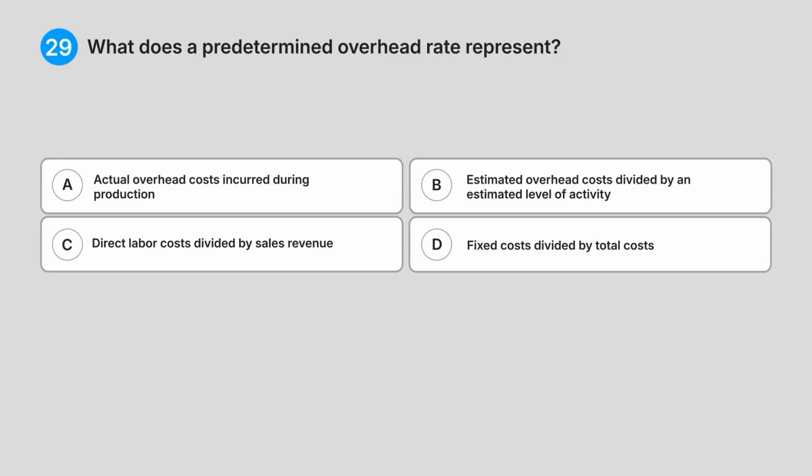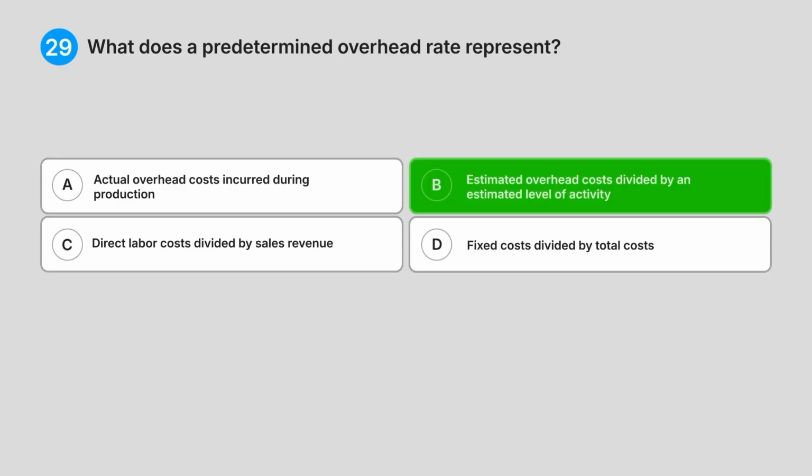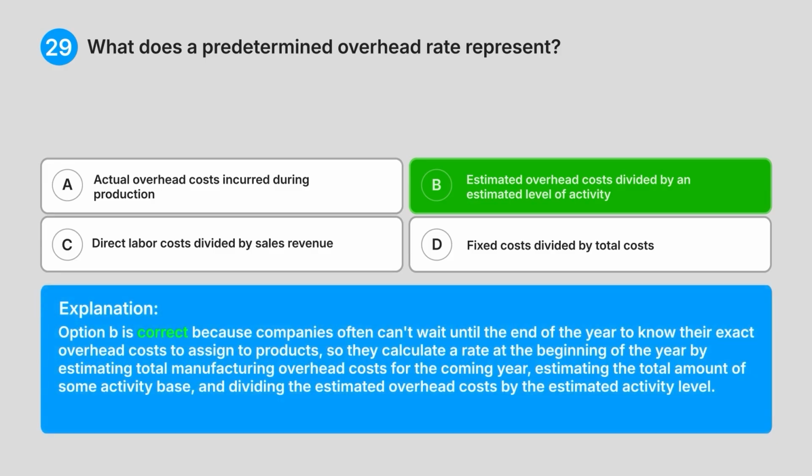Correct answer, B. Estimated overhead costs divided by an estimated level of activity. Explanation: option B is correct because companies often can't wait until the end of the year to know their exact overhead costs to assign to products, so they calculate a rate at the beginning of the year by estimating total manufacturing overhead costs for the coming year, estimating the total amount of some activity base, and dividing the estimated overhead costs by the estimated activity level.